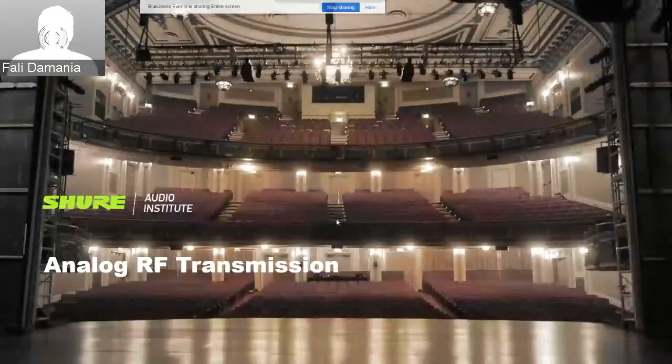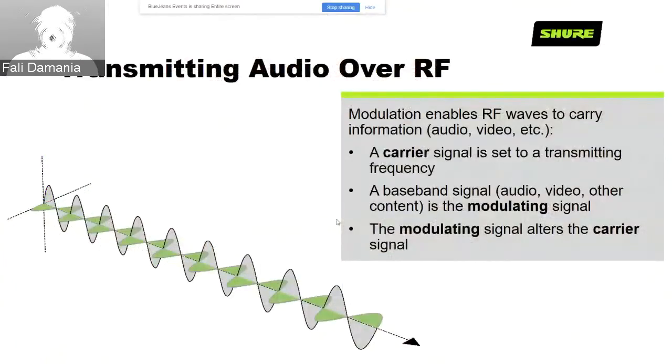Now let's talk about how analog RF transmission actually takes place. On this slide, you will see an RF wave, and the term used to describe what happens to a baseband signal. When I say baseband signal, I actually mean the signal that you're trying to send over an RF wave. The term is modulation. So modulation enables RF waves to carry information. It can be audio, it can be video, it can be various other signals.